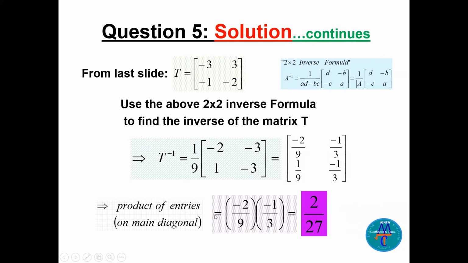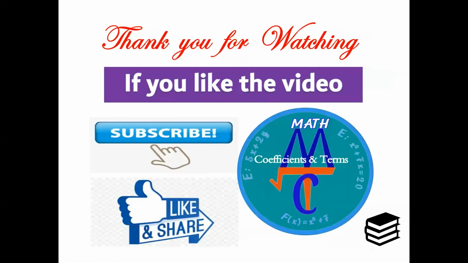Find the product of the entries on the main diagonal. Minus 2/9, you multiply that by minus 1/3, and the answer is 2/27.